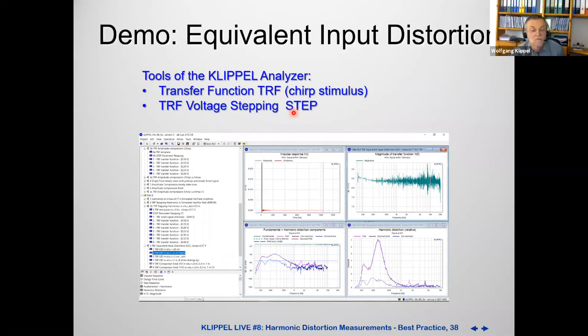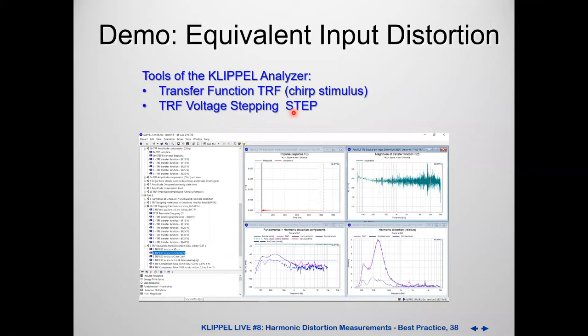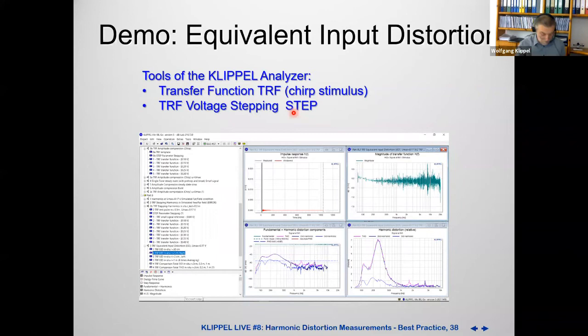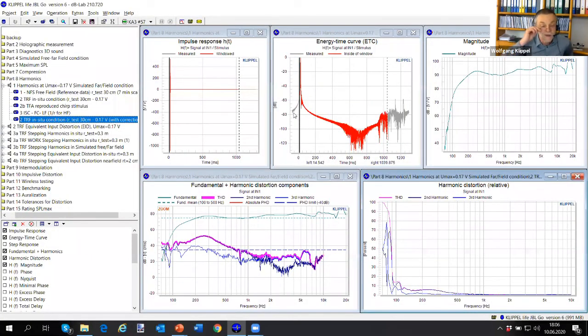Another question: what is the procedure to measure EID? It comes soon. Okay, good. That's the demo. That's a good question. Then I take it and I do it.